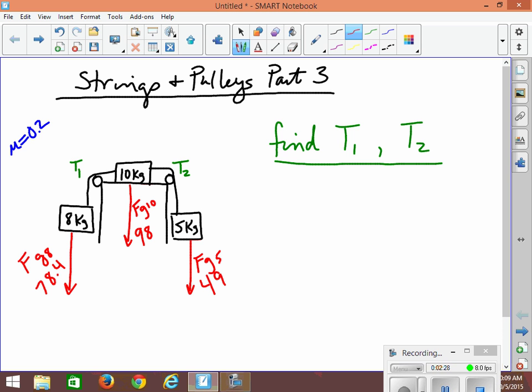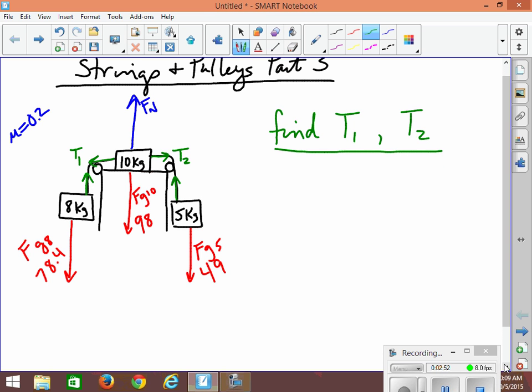Because that 10 kilogram block is sitting on the surface, there's also a normal force associated with it, so we'll put that up here. And then we have our tension forces, which are in the ropes, pulling on the blocks. T2 would pull like this, and T1 would pull like this. So those are our tension forces.